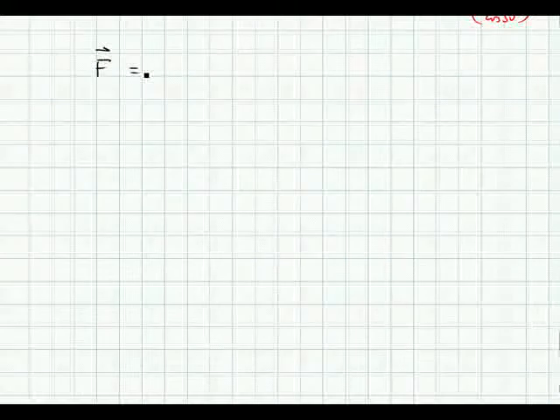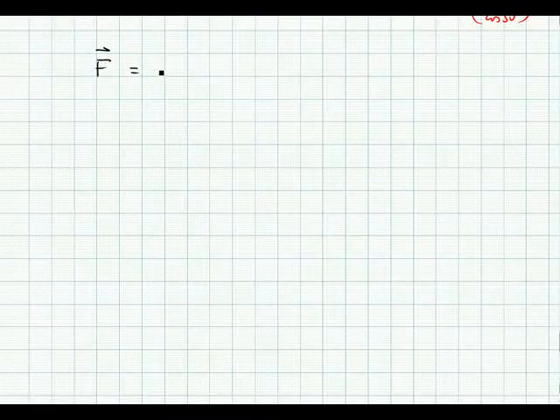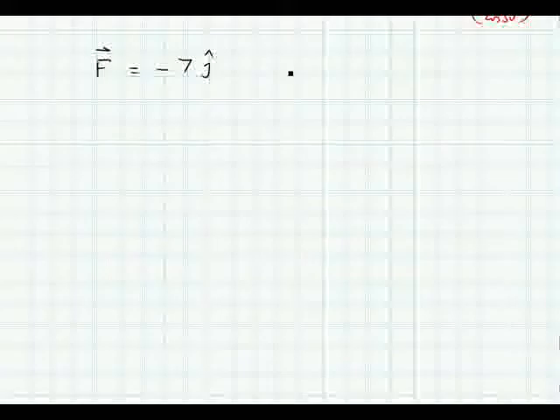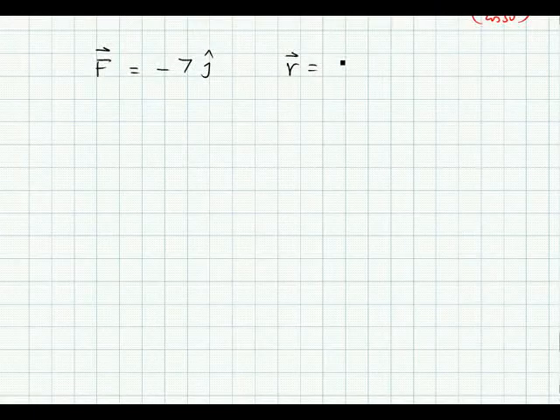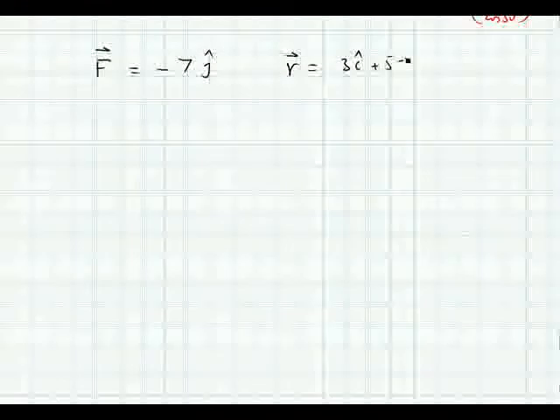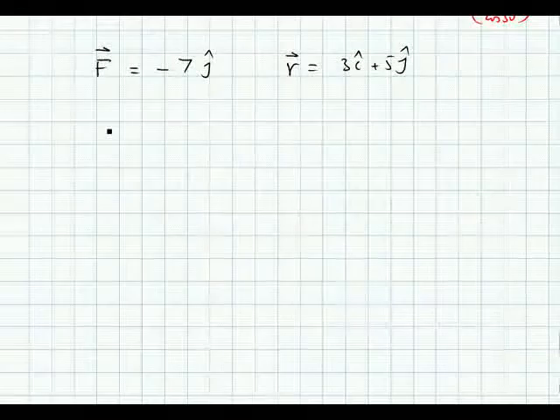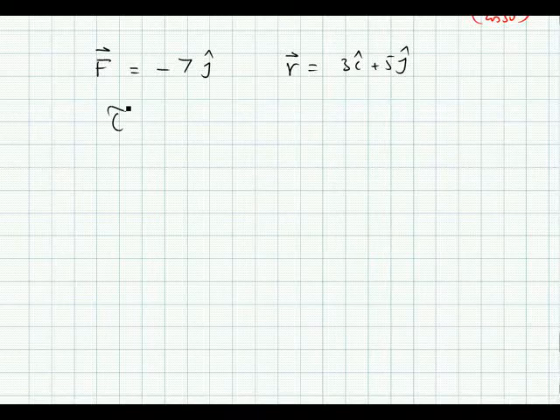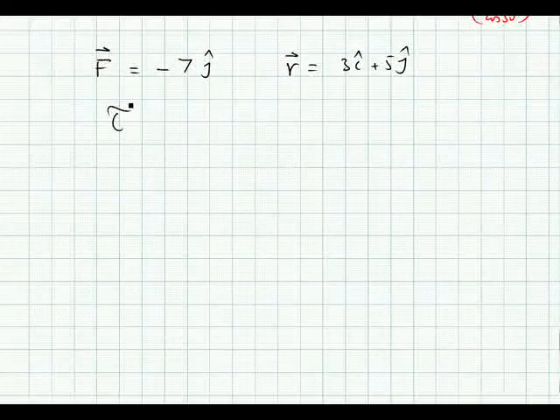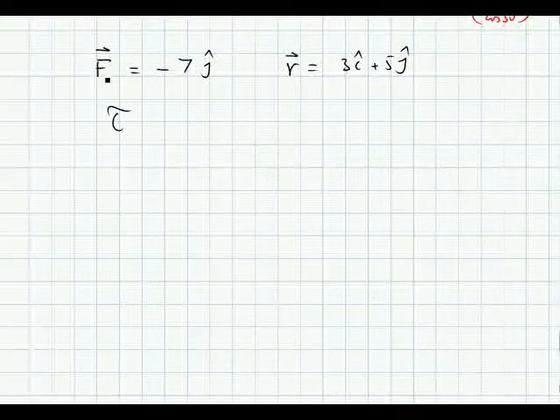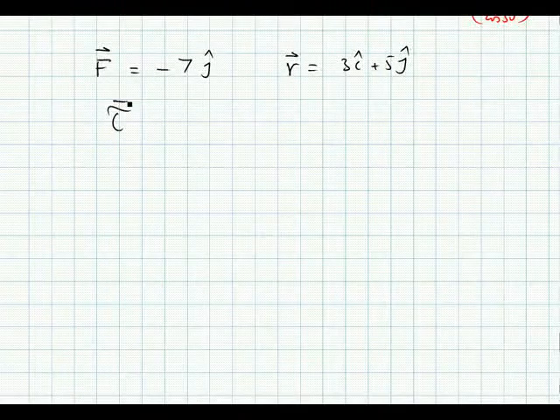And finally, let me do a couple of examples on vector cross product. Let's say that we have vector F, which is given by minus 7j, and vector r, which is given by 3i plus 5j. Well, what is the torque due to these two, force F with a moment of r?